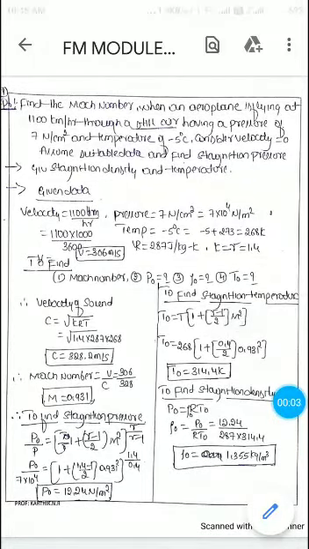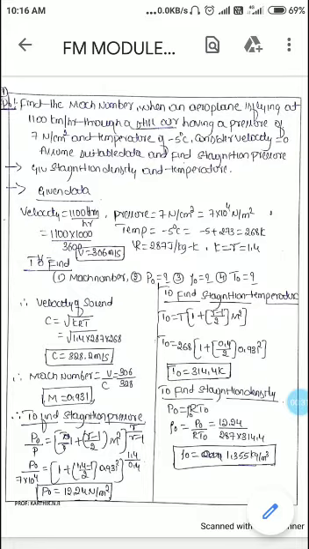Okay, we'll start the problems on stagnation properties. Find the Mach number when an aeroplane is flying at 1100 km per hour through still air having a pressure of 7 Newton per centimeter square and temperature of minus 5 degrees Celsius. Consider velocity is 0. Assume suitable data and find stagnation pressure, stagnation density and stagnation temperature.